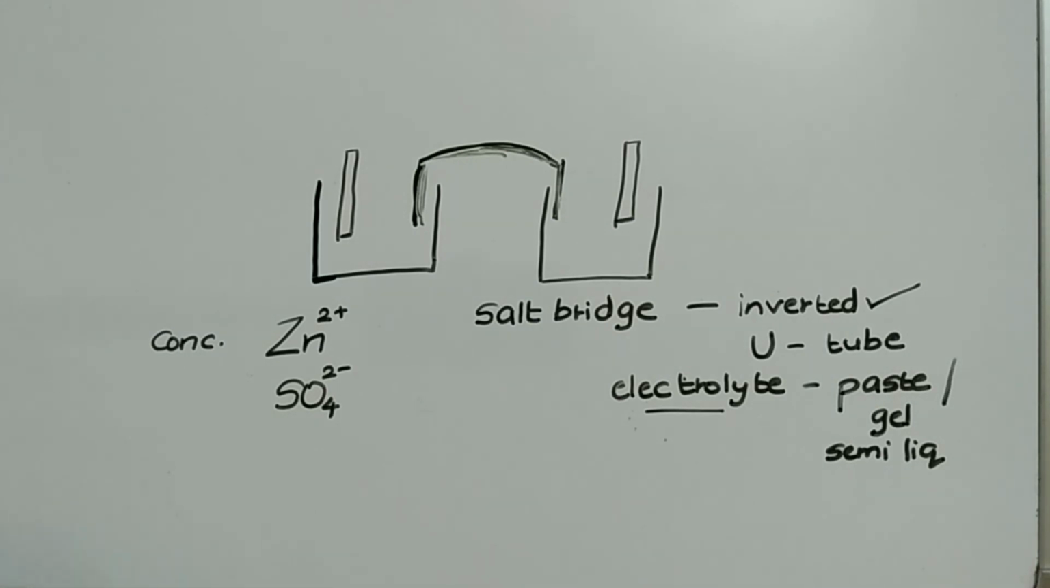And the electrolyte we use should be such that it does not react with the ions, correct? Whatever electrolyte we are using, it should not react with the zinc 2+ or sulfate ions and form a precipitate. Correct? So we can use an inert electrolyte in the salt bridge. So what are the functions of salt bridge? It completes the circuit and maintains the flow of electrons, and it maintains the electrical neutrality of the solution. Right? So these are the functions.